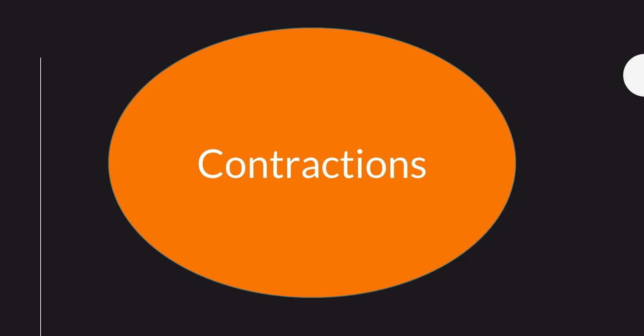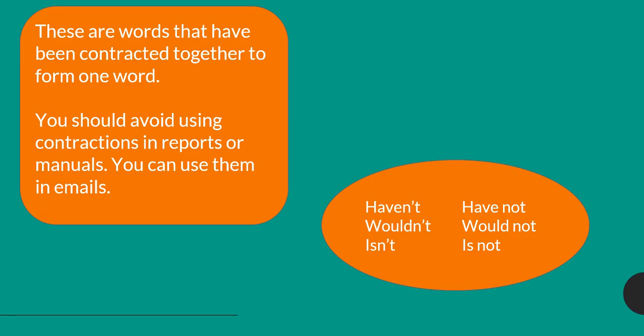Mention contractions. So contractions are where you put words together to form one word using an apostrophe. So if we look on the right hand side, examples are haven't, which would be written in full as have not, wouldn't, would not, isn't, is not, and there's lots of other examples, of course, that you could have.